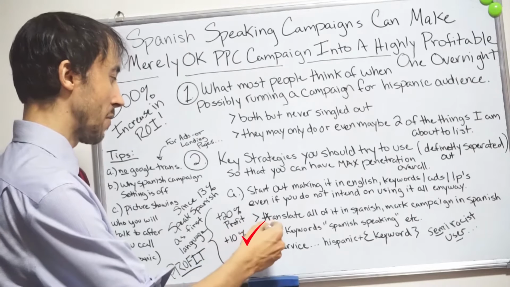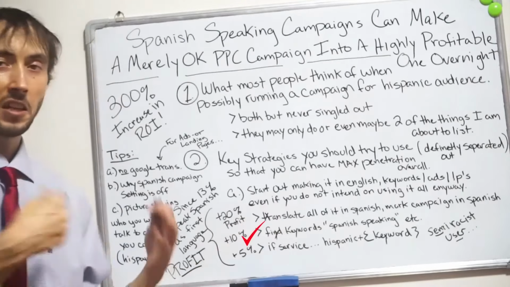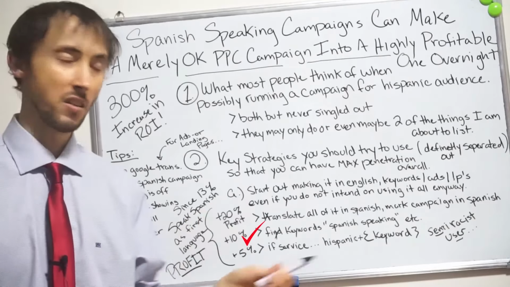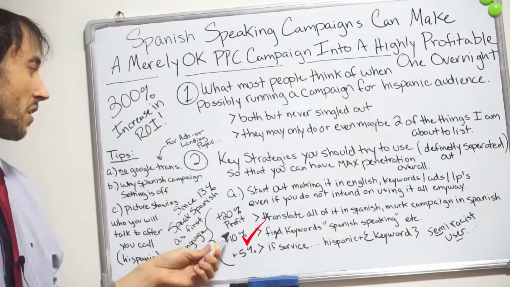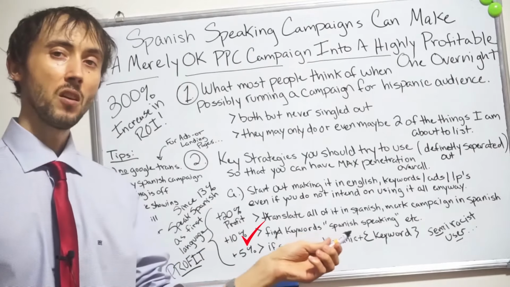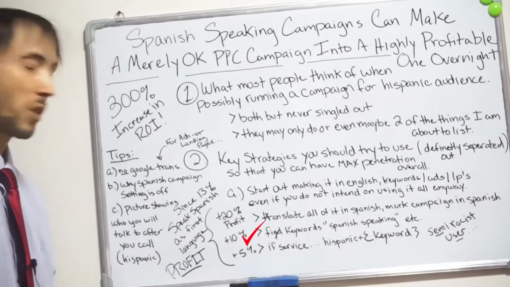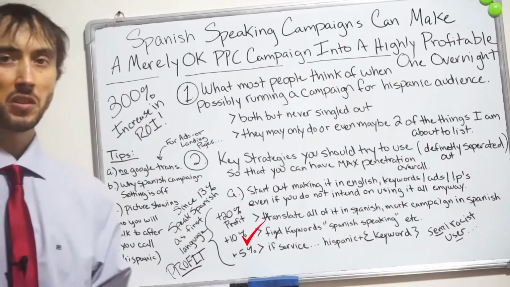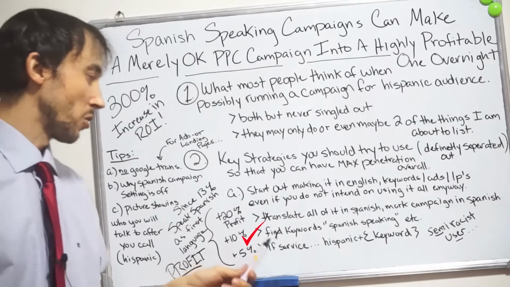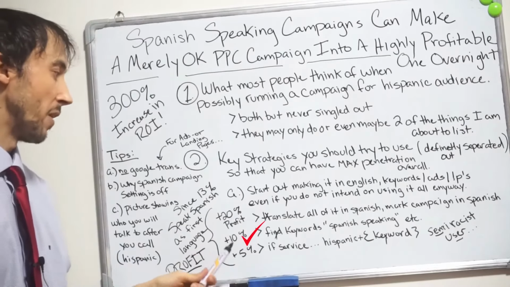And by the way, this is actually the first strategy: just translating everything into Spanish will get you about 20% more profit from your campaigns by itself. Adding "Spanish speaking" or an equivalent before and after the keywords, whatever is eligible, will get you about another 10%. Next, the final thing, which will get you about another 5% in profit.